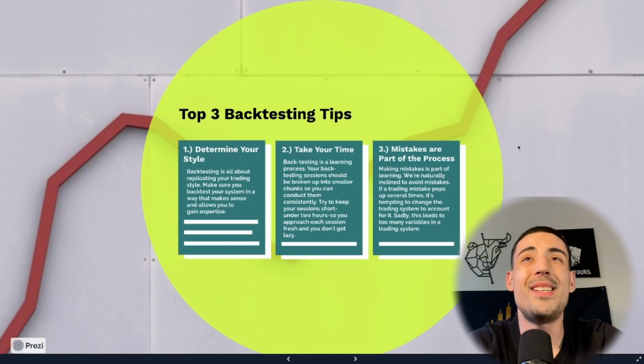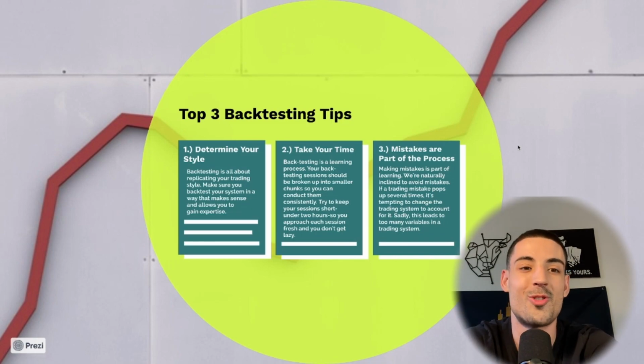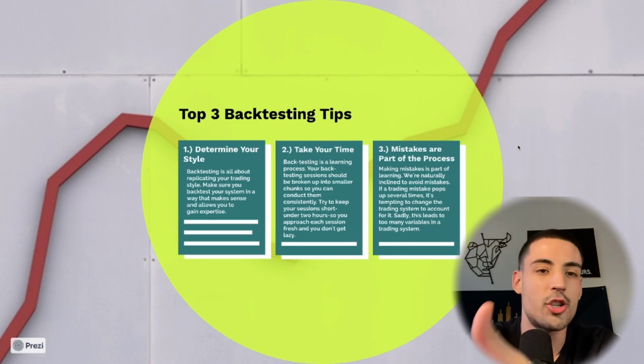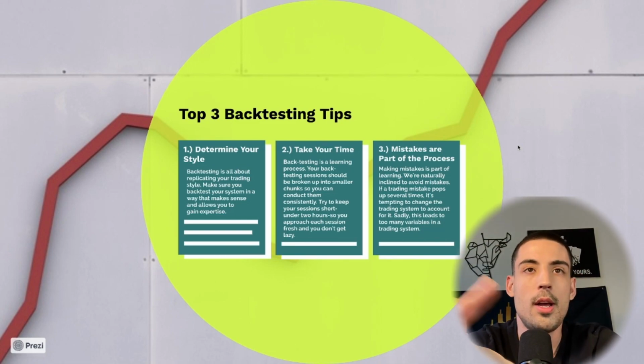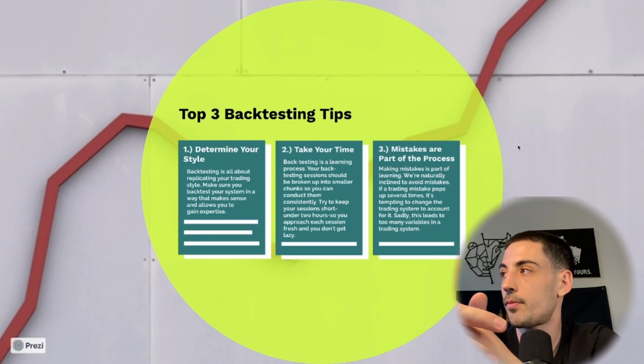And then number 3, mistakes are part of the process. Make sure you understand that mistakes are just part of the process. Making mistakes is part of learning. We're naturally inclined to avoid mistakes, but if a trading mistake pops up several times, it's tempting to change the trading system to account for it. Sadly, this leads to too many variables in a trading system. So just make sure you're sticking with your actual criteria and getting real data, because if you're constantly changing your system just to make sure that the trade ends up playing out, you're not going to have data that you could rely on and leverage in the live markets.